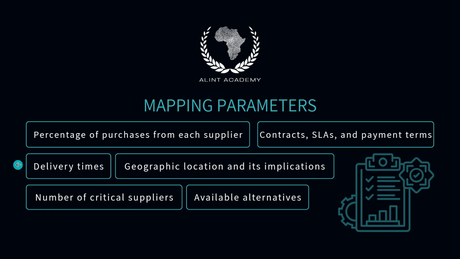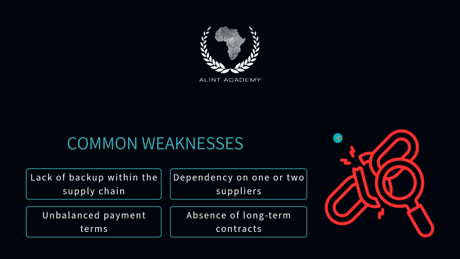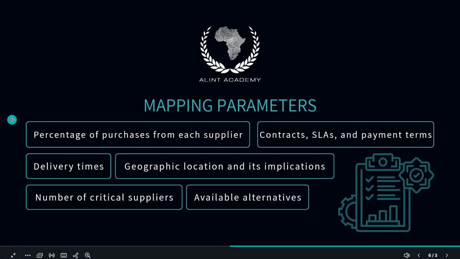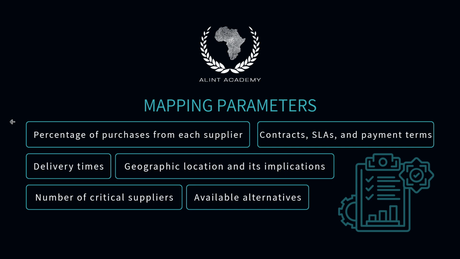During the mapping process, analysts review several key parameters. One important factor is the percentage of purchases from each supplier, which helps identify dependency and concentration risks. Contracts, service level agreements, often called SLAs, and payment terms are also reviewed in order to understand the obligations and expectations between the company and its suppliers.